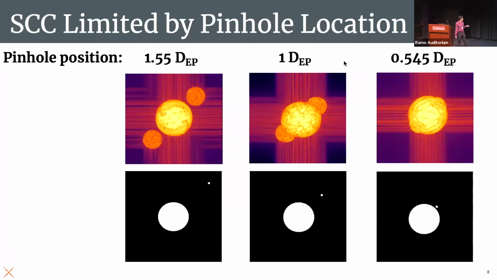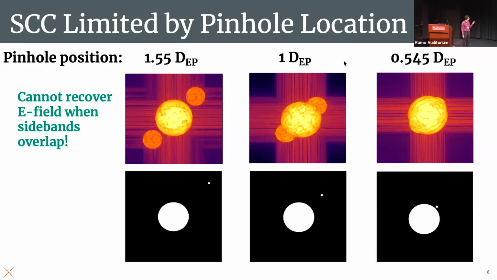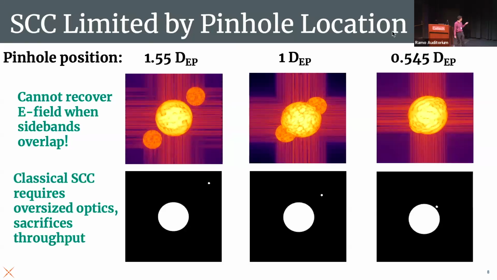The challenge here is the pinhole position of your self-coherent camera. When the pinhole is further from your stop, we have these side lobes nicely separated, but if we move the pinhole closer in, they begin to overlap with your central lobe, and then it becomes very difficult to recover this wavefront information. And so as a result, to implement the classical SCC as demonstrated here requires oversized optics, and you're sacrificing throughput.